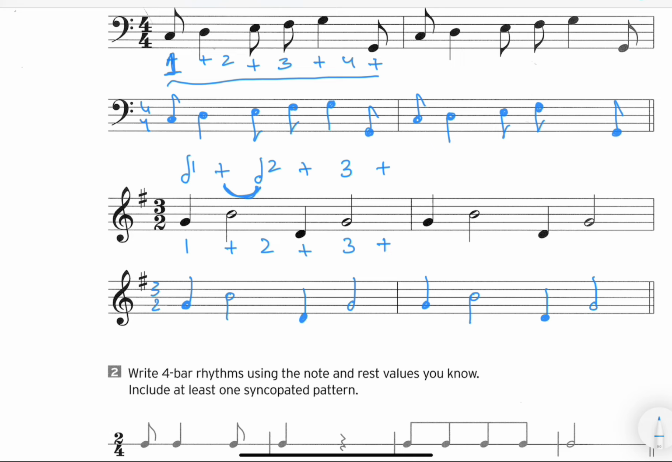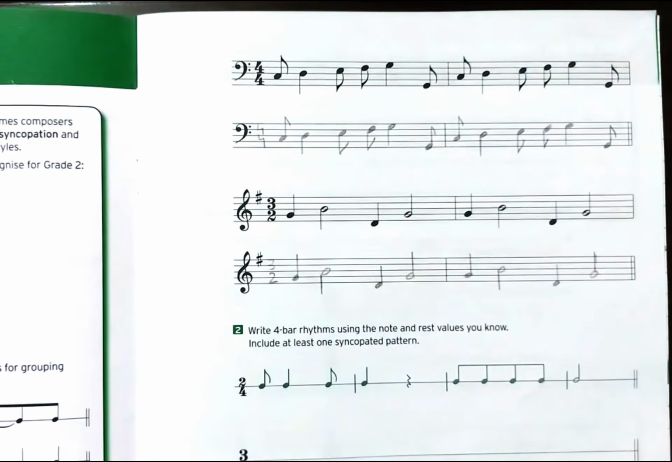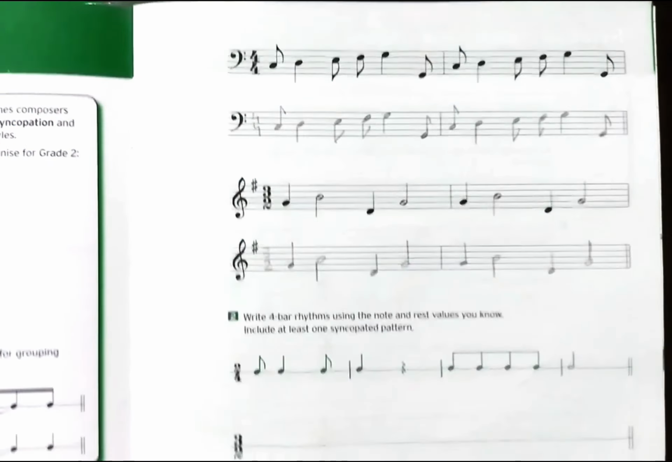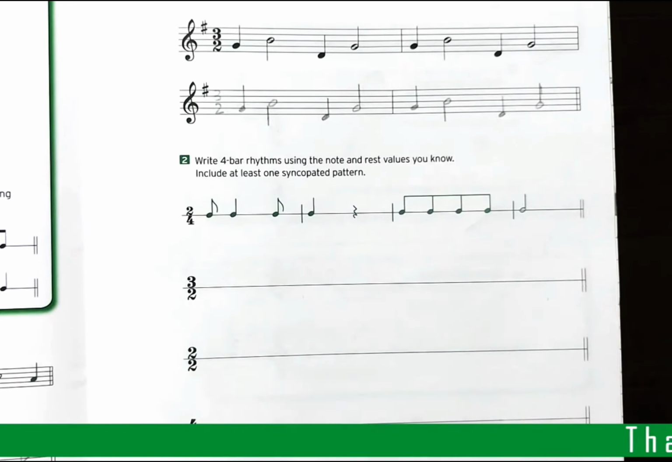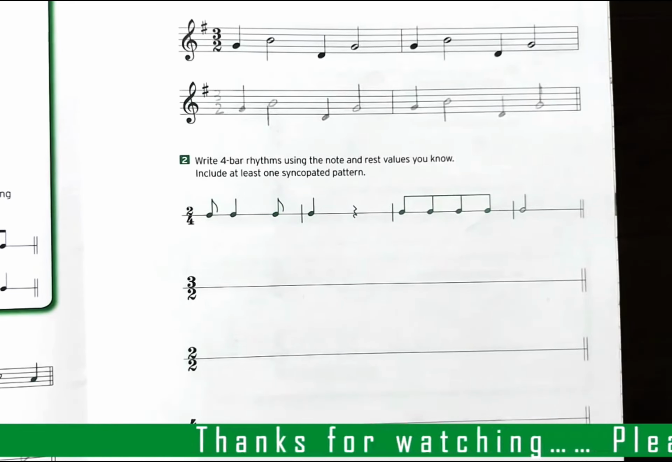Okay, so I hope you have understood this. Now the next question we have is: write 4 rhythms using the note and rest values, and include at least one syncopated pattern. So we have to write a rhythm by using our rest notes and at least one syncopated pattern. So let's start with 3 by 2.